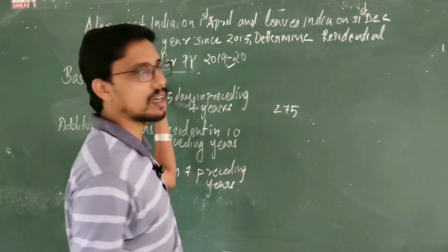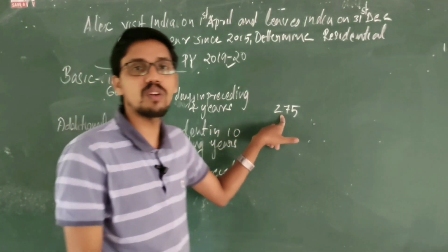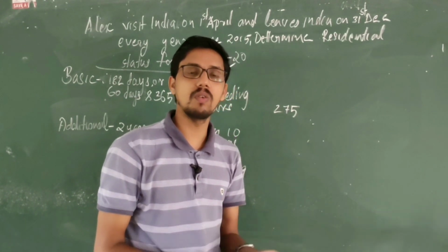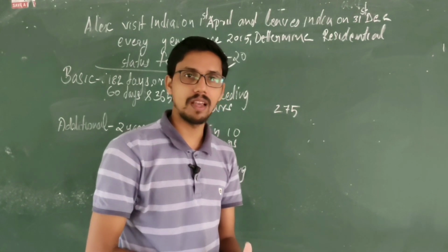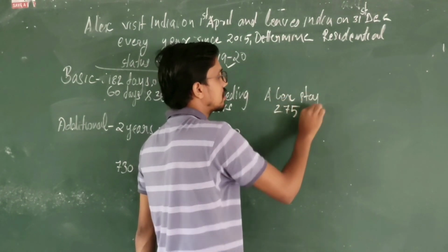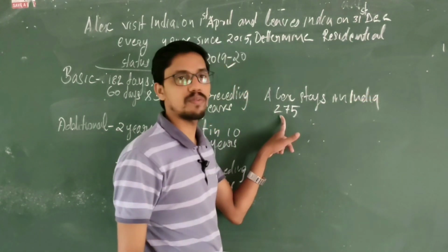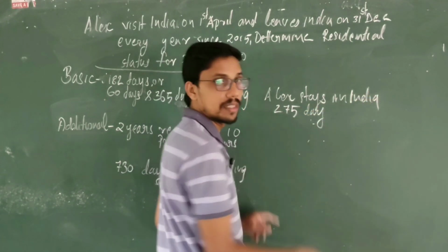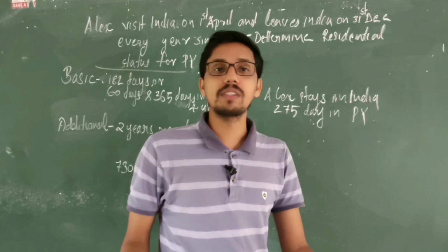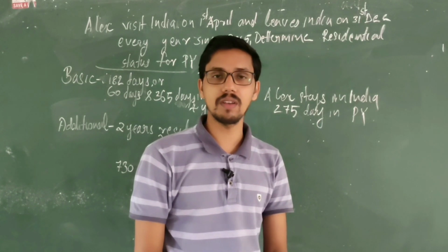It is enough to satisfy the first condition. What is the first condition? He shall be in India for 182 days. He is here for 275 days, so he satisfies one of the basic conditions, and he is called a resident. We can write: Alex stays in India for 275 days in the relevant previous year. So he satisfies the first basic condition. He is called a resident.